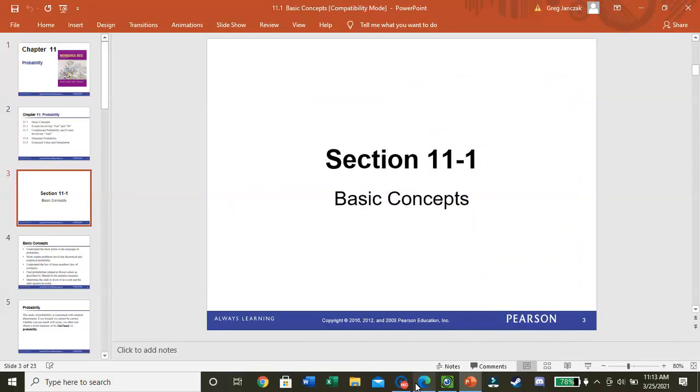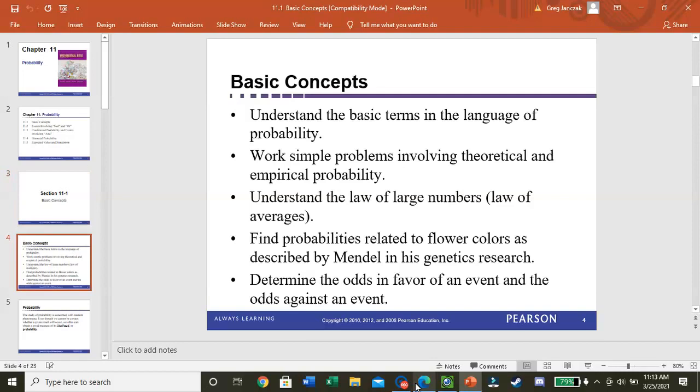So we're looking at lesson 11.1, basic concepts of probability. Okay, we're going to understand basic terms of probability. We're going to look at theoretical versus empirical probability, and understand the law of large numbers. The more times you roll the dice, the closer the empirical probability, which is the actual, gets to the theoretical.